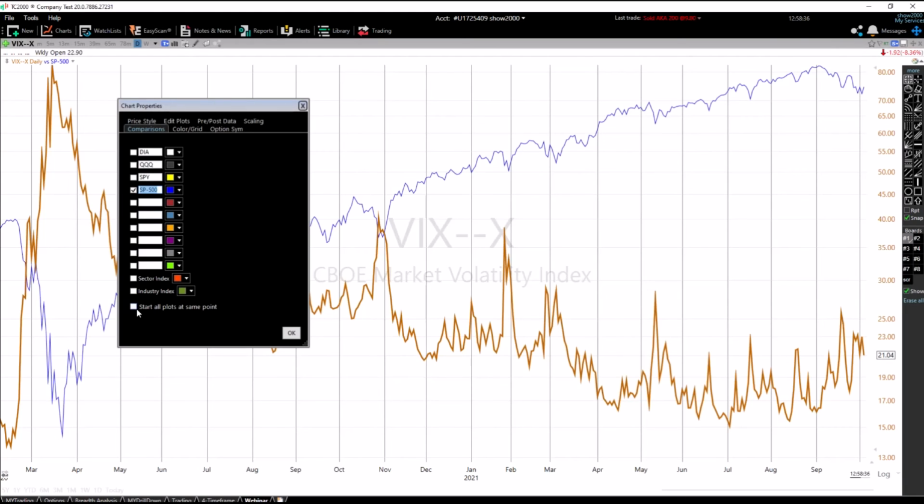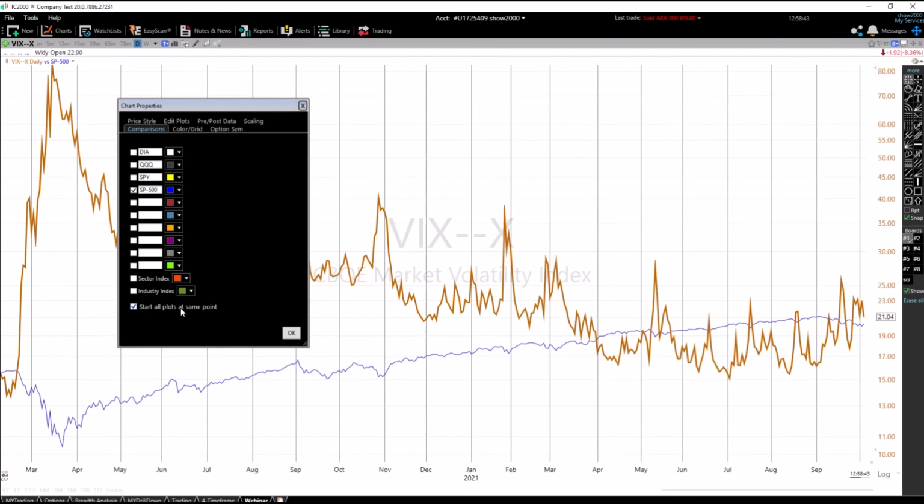One really important thing to note is that out of the box, right down here at the bottom of this editing window, it will be checked like that, and it says start all plots at same point.